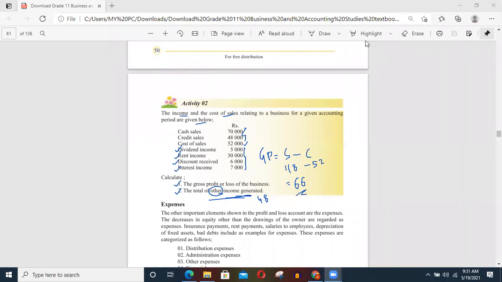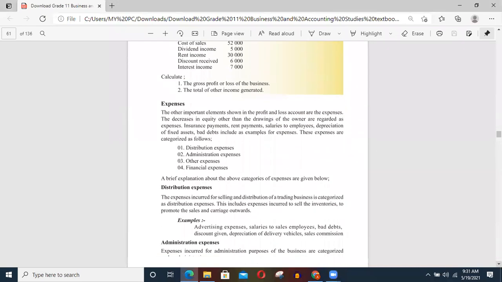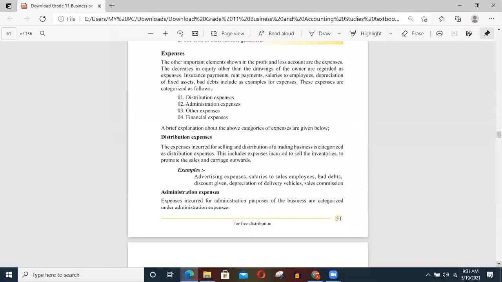Yes, let me clear this out so it's going to be easy for me. And the next one, which we are going to learn, is about expenses. So when it comes to business, once again, we have a lot of expenses, right? All these expenses are categorized into four main parts: distribution expense, administration expense, other expenses, and financial expense. So let's look at what things come under each of these categories.